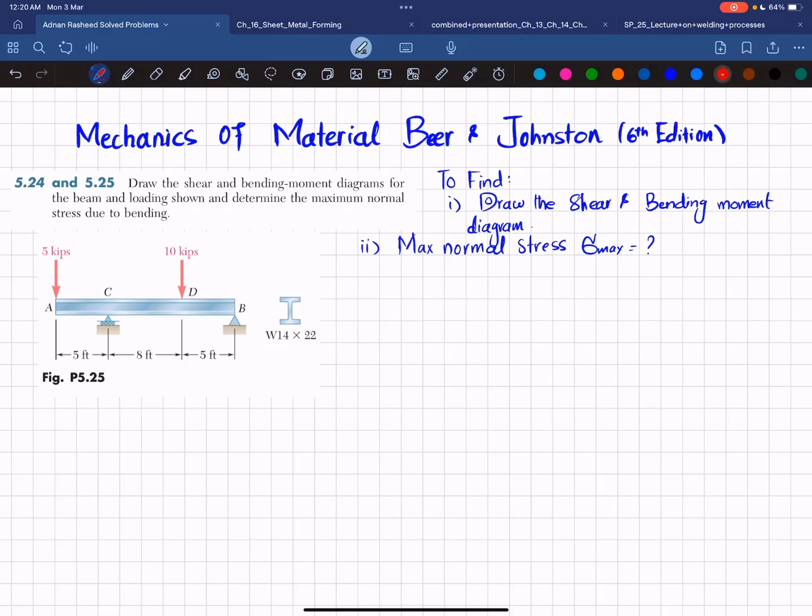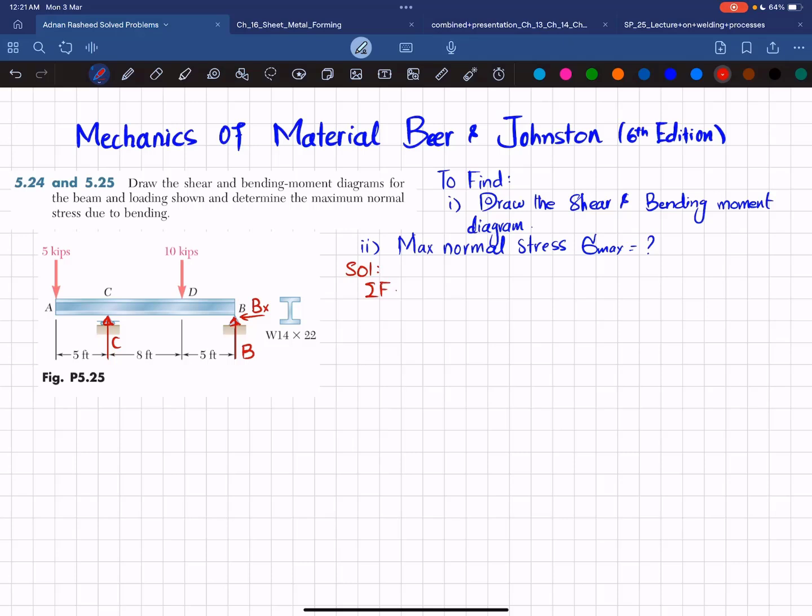So the first step is that if you remove this roller support at point C, you will have a vertical reaction force which will be represented as C, and if you remove this pin support, you will have a vertical reaction force B. There will be a horizontal reaction force Bx as well, but you can see there is no other horizontal force, so Bx will be equal to 0. So we will find C, B and Bx by using the equations of equilibrium.